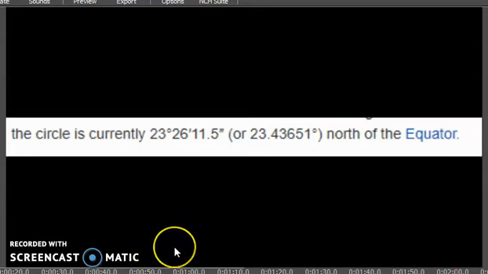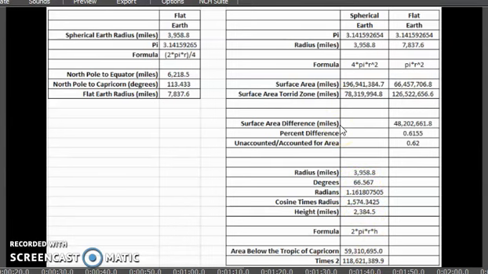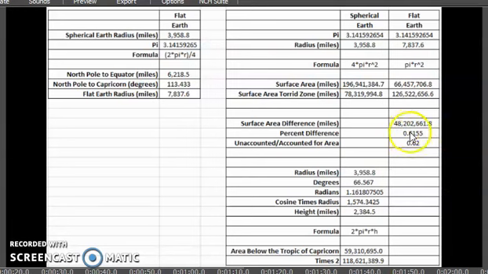Tropic of Cancer has a line of latitude of 23.4 degrees north. Tropic of Capricorn has a line of latitude of 23.4 degrees south. And when I calculated that, I came up with about 78 million square miles on a globe versus about 126 or 127 million square miles on a flat Earth. There are about 48 million square miles unaccounted for on a globe between the Tropic of Cancer and the Tropic of Capricorn. That's about 61% more surface area on a flat Earth versus a globe. And finally, for every square mile accounted for on a globe or Gleason's map, there's 0.62 square miles unaccounted for.